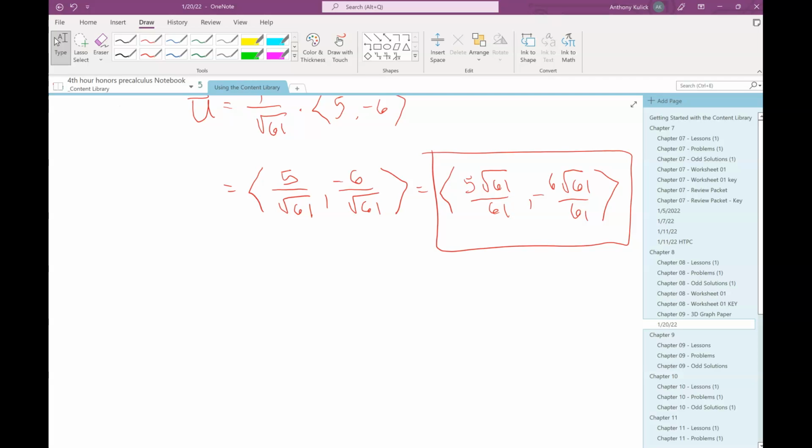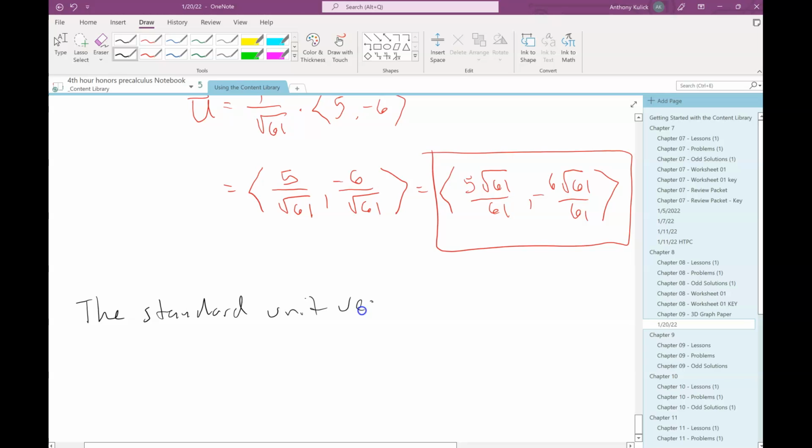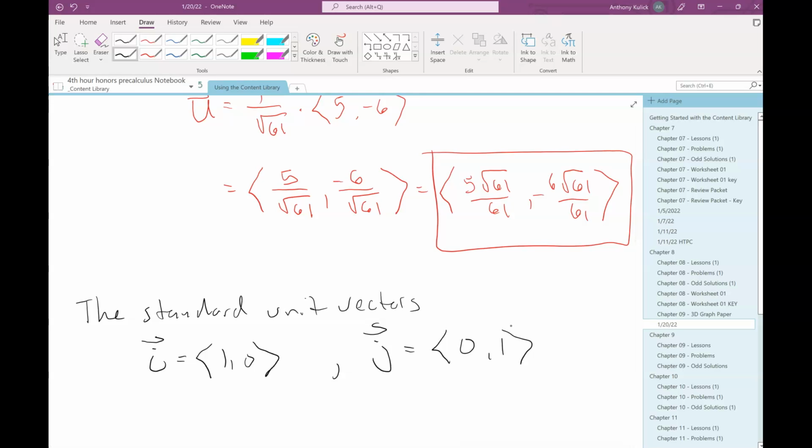Okay. So infinitely many unit vectors. That's nice. We know how to take any vector and turn it into a unit vector. Now there are 2 unit vectors in particular that are of interest to us. They're called the standard unit vectors. We abbreviate them as i and j, and they're the two most obvious unit vectors you have. i is the vector 1, 0, and j is the vector 0, 1.